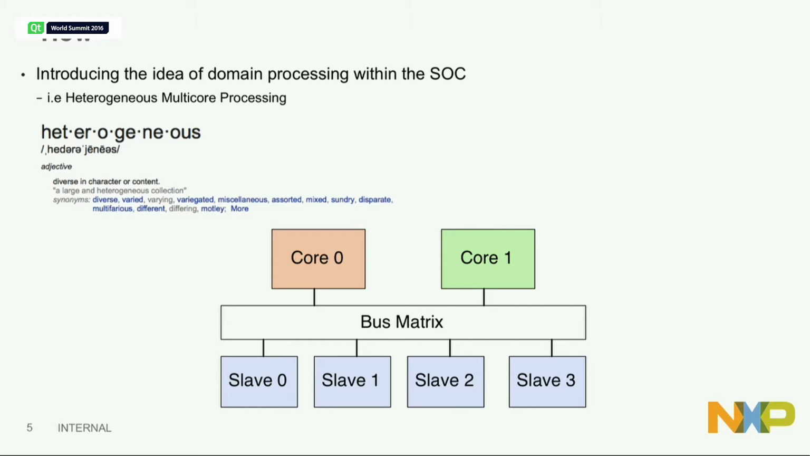This heterogeneous idea, and I put this up here because I don't know what it means. So just so you know, it means diverse and varied content. I looked it up, and heterogeneous processing was first used in 1960 by Burroughs on one of their mainframes, and they were doing very similar things. So now we can do this in one piece of silicon.